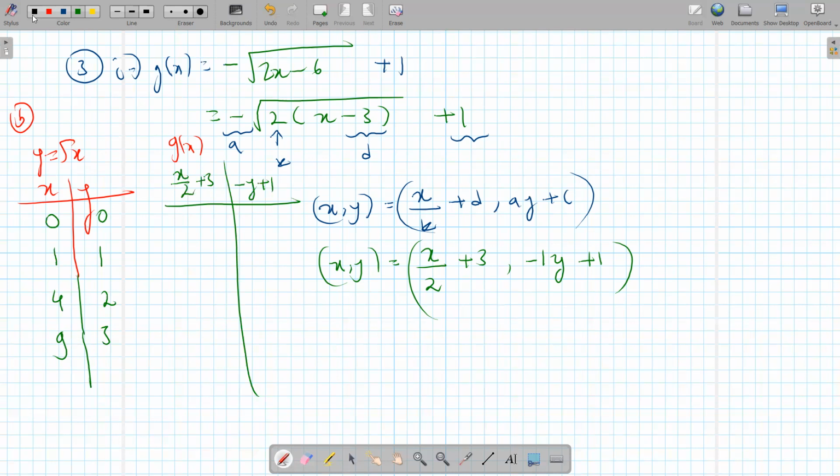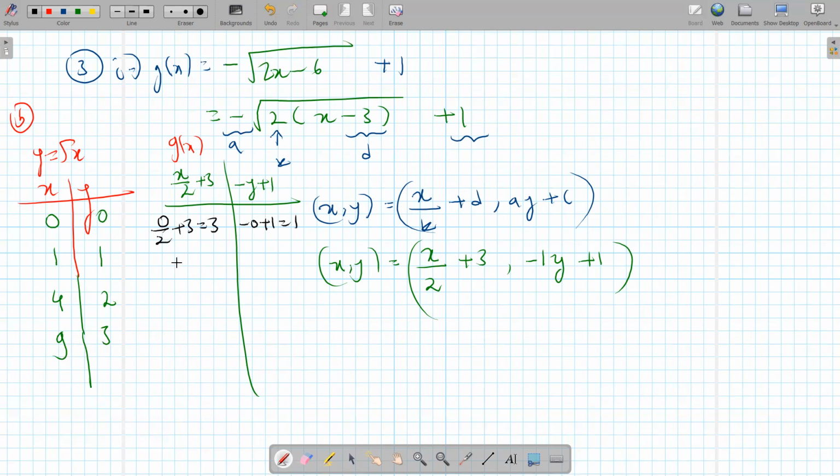Now what you need to do is, once you have this table, plug this x value in there as x and plug that y value in there as y. For the first one, 0 over 2 is 0, plus 3 becomes 3. It says show all calculations, so 0 over 2 plus 3 equals 3. And -0 plus 1 equals 1 for the first one.